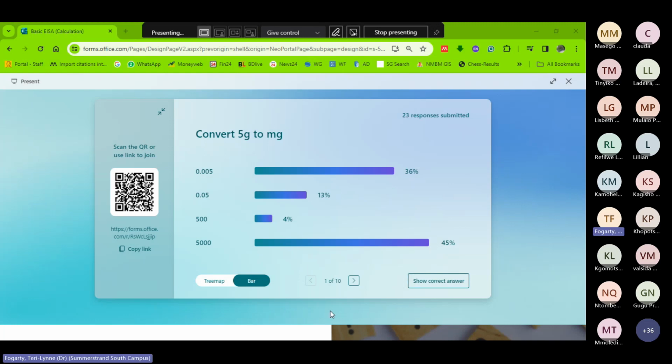Okay, so now what is the correct answer? We're going from a large to a small. So do we multiply or do we divide? From a large to a small, we must multiply by 1,000. So 5 times 1,000 is 5,000. So 5,000 is the correct answer.